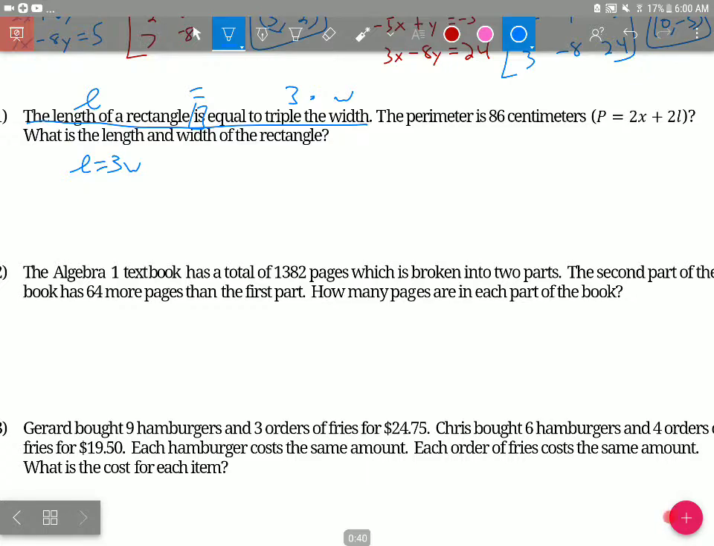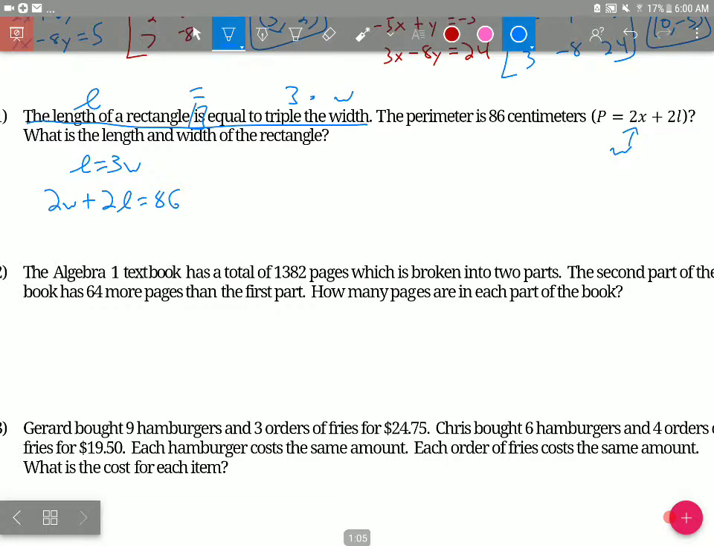The perimeter is 86 centimeters. Well, if perimeter is, why did I put an X right there? That should be a W. I'll fix that. Perimeter is 86 centimeters, so that's 2 times the width plus 2 times the length equals 86. So those are your two equations.